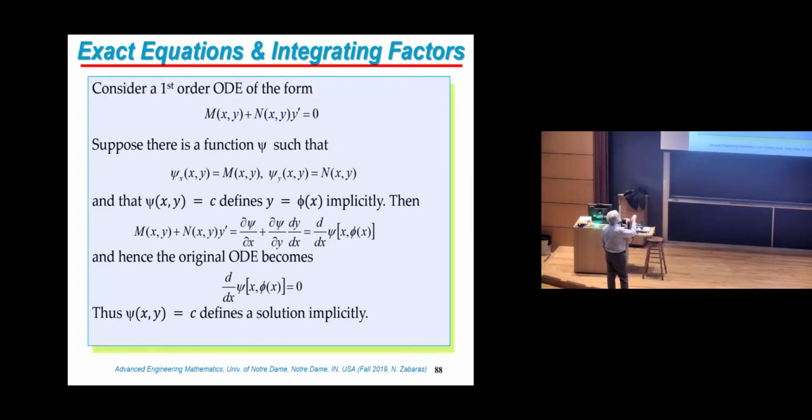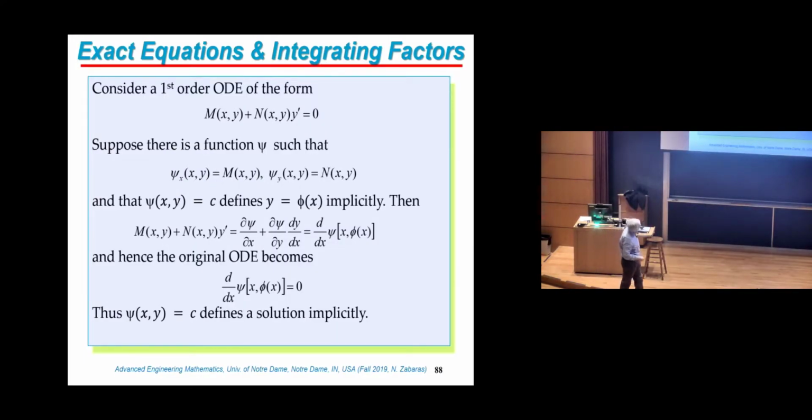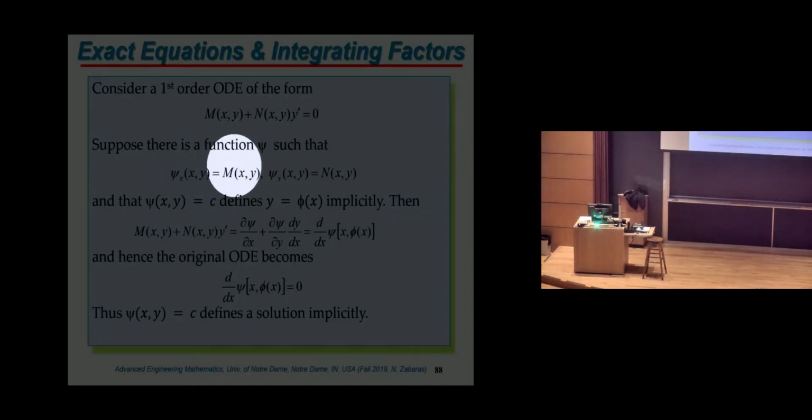Suppose, out of nowhere, that you can find me a function psi of x and y, so that the x derivative of psi is equal to m, and the y derivative of psi is equal to n. And you notice there is a "suppose" there, right? If somehow you can find a psi function whose x derivative is equal to m and whose y derivative is equal to n, then let's plug these psi values inside the differential equation.